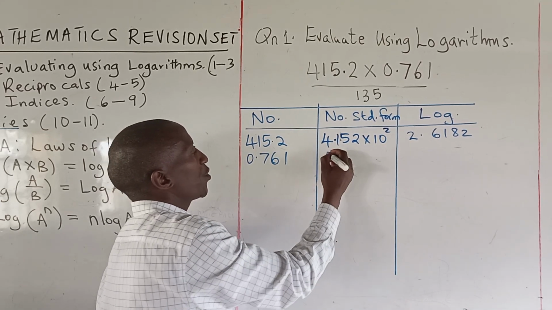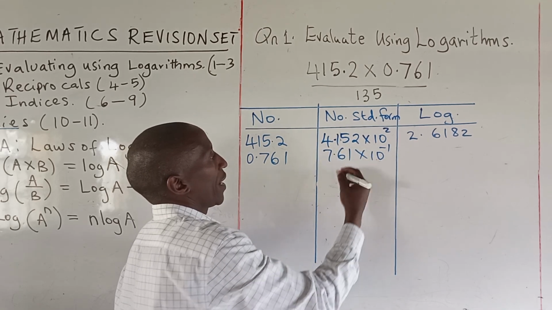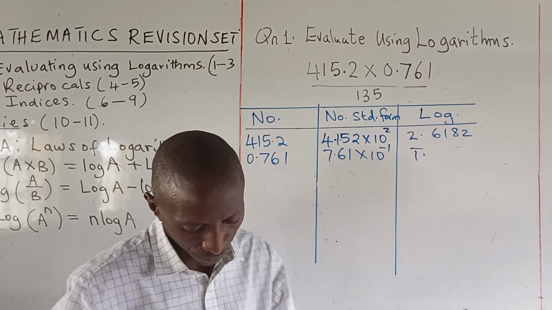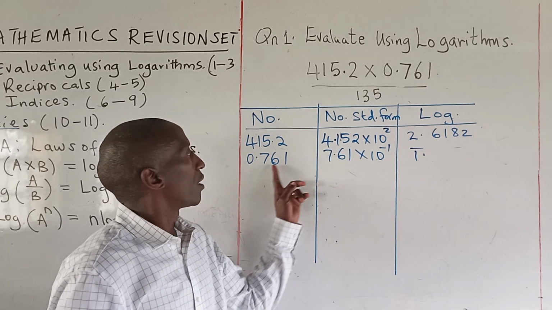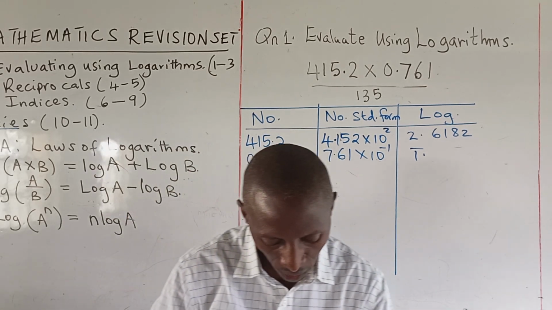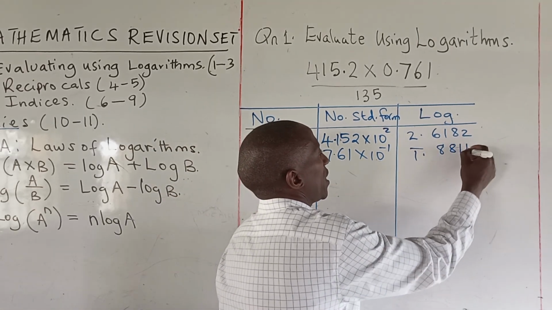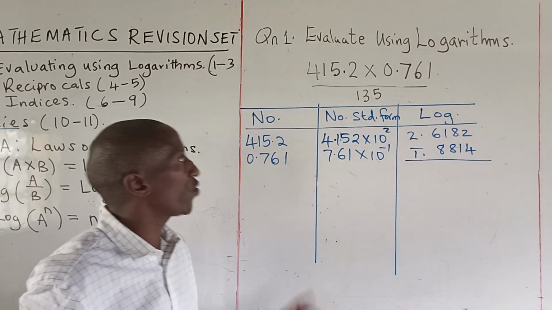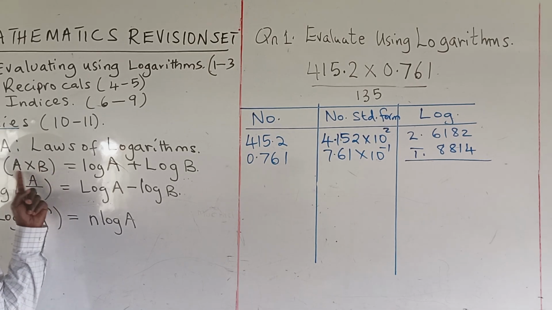Let's come to the second number, 0.761. This comes to be 7.61 times 10 to the power negative 1. And the characteristic here is bar 1 point. So I would like our learners to check on the logarithm of 7.61. And there I have 8814.